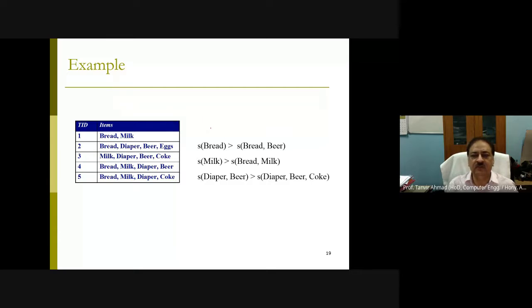Therefore, if you see over here, this support is equal to 4, and this support is equal to 2. What is the support of milk? Again, it is 4. What is the support of bread comma milk? Just calculate, it is 3. Diaper comma beer is 1, 2, 3. Diaper comma beer comma coke is 1.